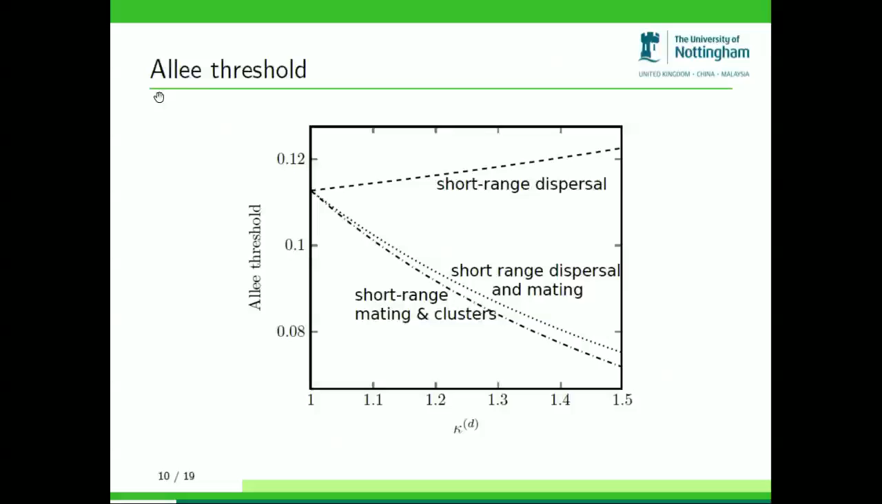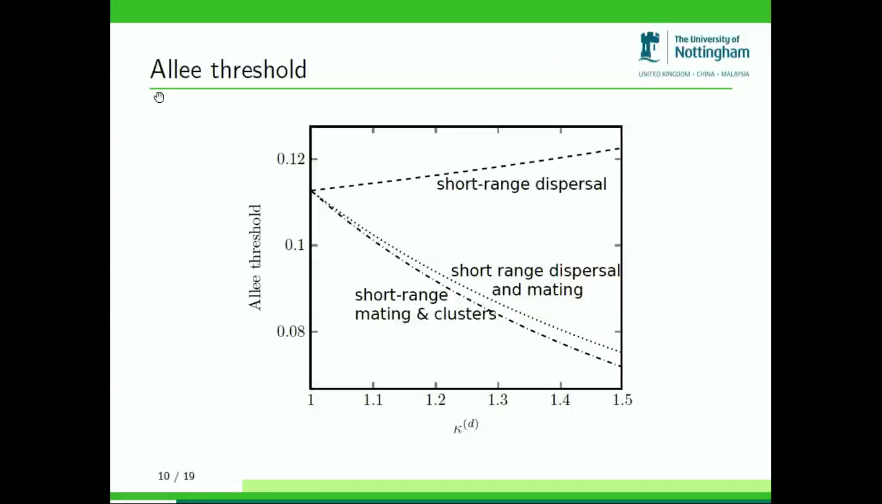And if you just have short-range mating, clustering is implicit in that. If you have short-range mating but long-range dispersal, the clusters would break down. But by having this KM term in there, you keep implicit clusters in there and you get an even stronger effect. Okay, this is the mathematical output.